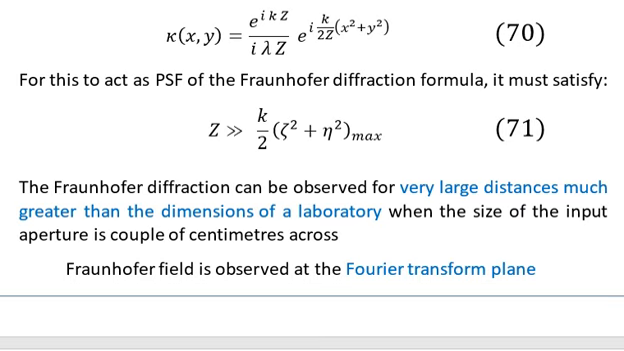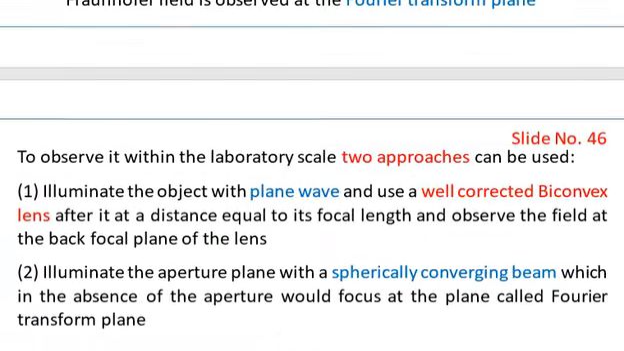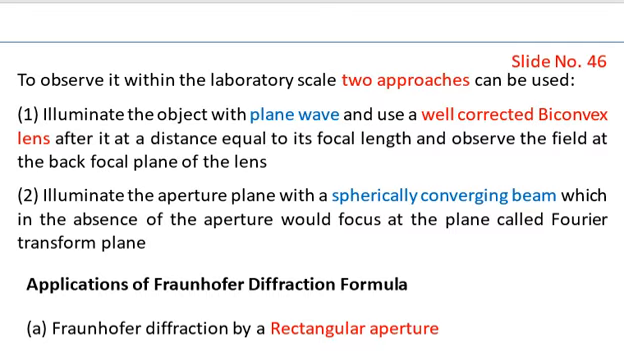The Fraunhofer diffraction pattern can be observed at very large distances, much greater than the dimensions of a laboratory, when the size of the input aperture is a couple of centimeters. So you see that we need to have a long laboratory if we want to observe this. The Fraunhofer field can also be observed at the Fourier plane. So this is the method by which we can observe it within the laboratory space, but we have to do some modifications. To observe it within the laboratory scale, two approaches can be used.